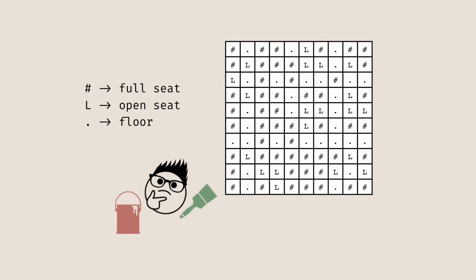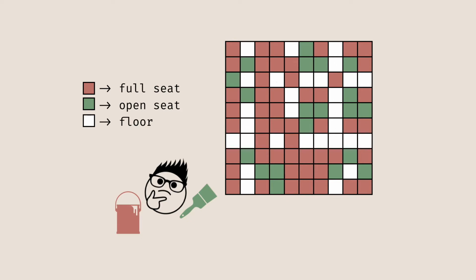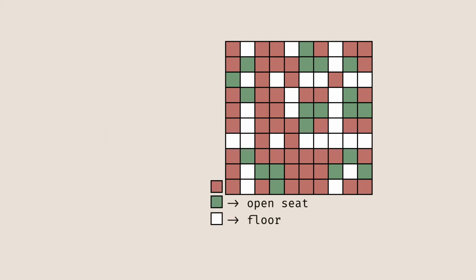So we'll say that the hashes, or the full seats, are represented by this reddish color. I'm going to substitute all of these. In a similar way, we'll use green for all of the open seats, or the L's, so we'll plug those in. And finally, for the floor, or the periods, we'll just keep them as white. So far I have a structure that looks like this, and keep in mind the mapping that we have.